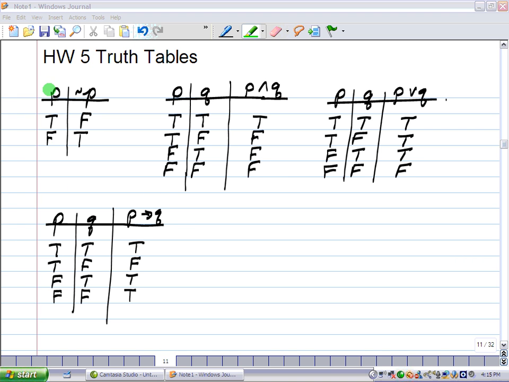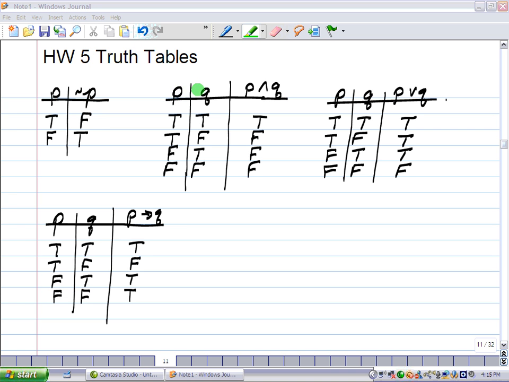If we look at a particular simple statement, P, it's either true or false. We may not know which it is, but it's either true or it's false. Its opposite, or the negation of it, would be the opposite. So this is the truth table for negation. It just changes the truth or falseness to the opposite one.